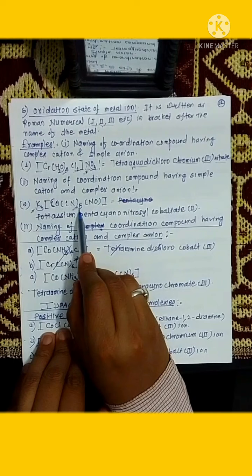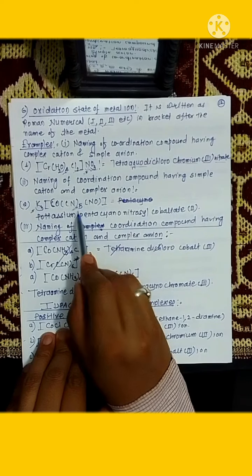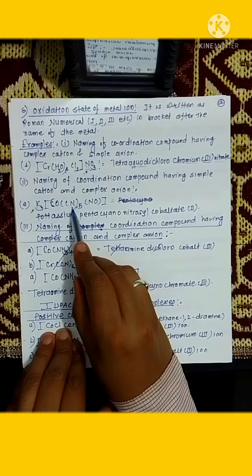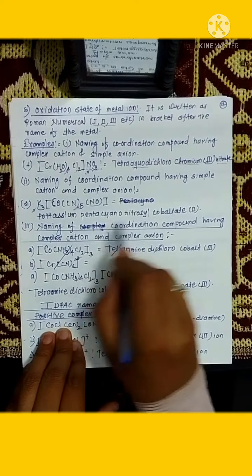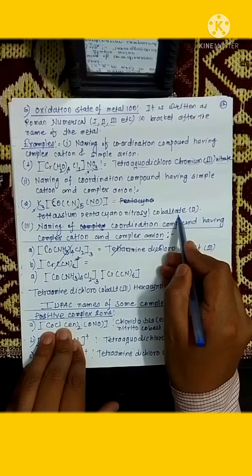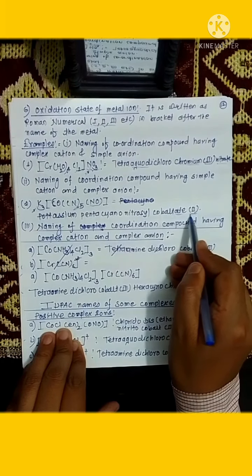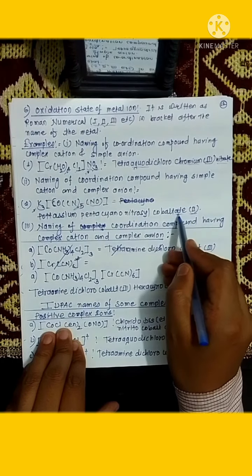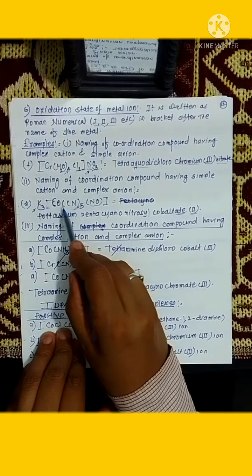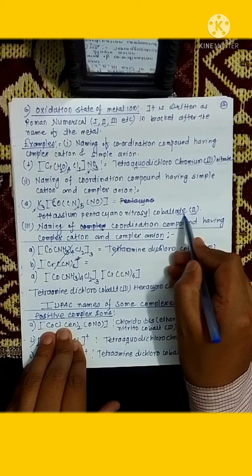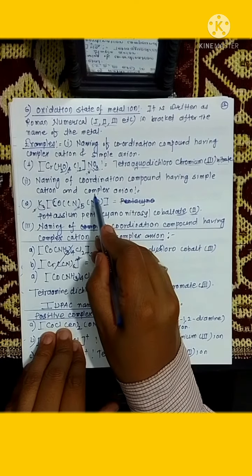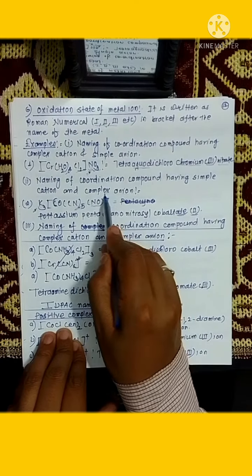Potassium, now it contains 5, that's why penta, it is cyano, NO is written as nitrosyl, and cobaltate(II). Now in this example, just see, cobalt cannot be written as cobalt, simply it is written as cobaltate because it is an example of a complex anion.